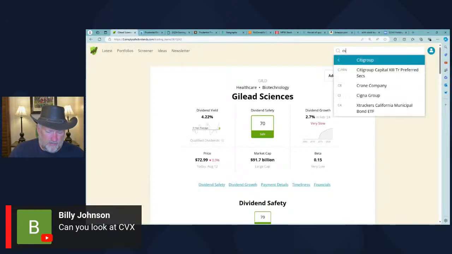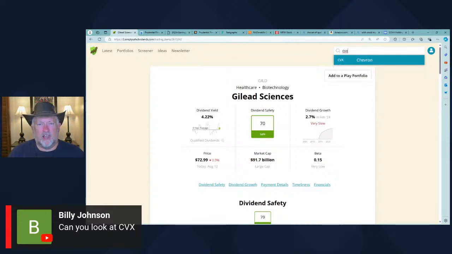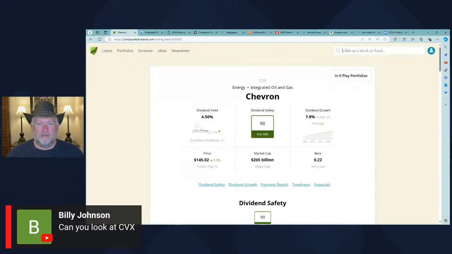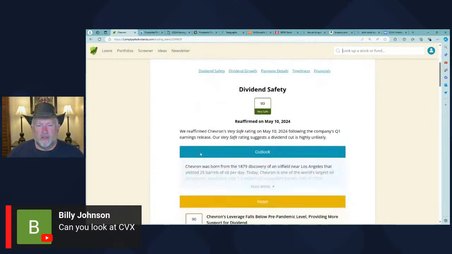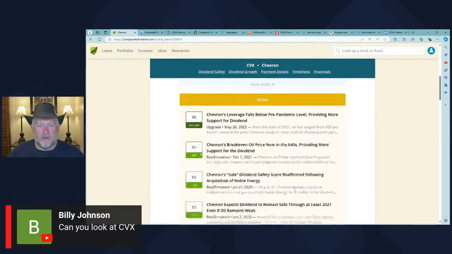I like Seeking Alpha. I like, what is this called? Simply Safe Dividends, because it kind of keeps everything together. It's really easy to look at. 4.5% dividend yield. They're trading at around 145. I remember them being up around 190. I think that's where I sold them at last year or 2 years ago, maybe. They were blowing and going, man.